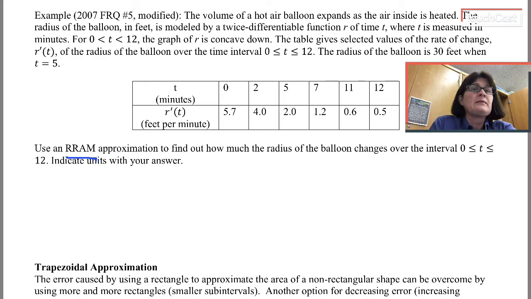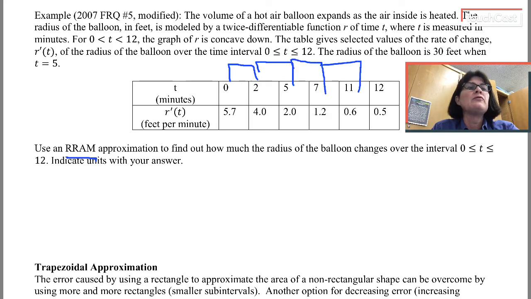Oh my goodness. I modified this problem, so it's my fault that I didn't tell you exactly how many rectangles to use. On the AP test, they will always tell you. Let's pretend that I said use an RM approximation with intervals suggested by the table. That means we're going to use 1, 2, 3, 4, 5 rectangles to cover those separate intervals and indicate units with your answer.